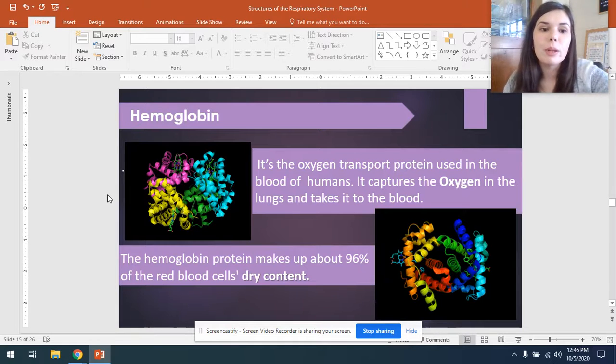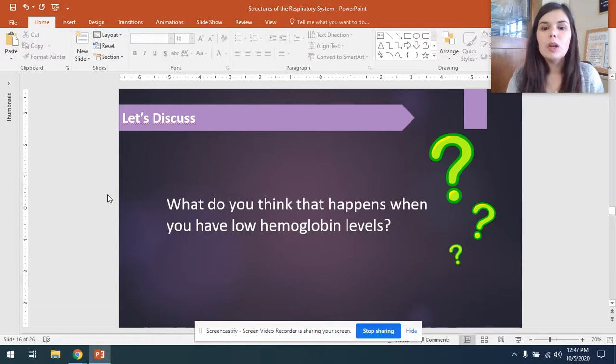So let's talk about hemoglobin. Hemoglobin is the actual nutrient that basically is attached to a red blood cell that helps us to carry oxygen. So basically, hemoglobin is a protein that is attached to a red blood cell that allows oxygen to grab onto the red blood cell and then be transported throughout the body. The hemoglobin protein makes up about 96% of the red blood cells' dry content. So it's very important in our red blood cells, and without it, we would not be able to transport oxygen throughout the body. So what do you think happens when you have low hemoglobin levels?